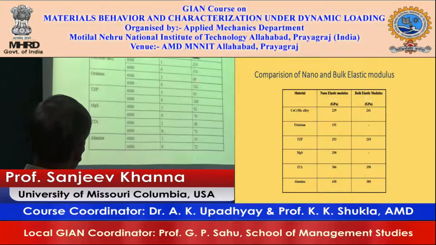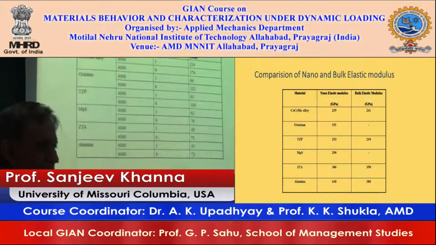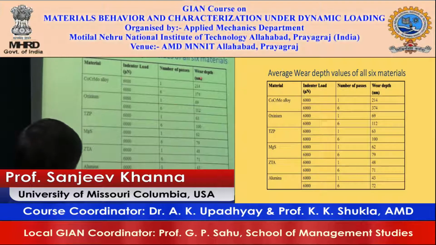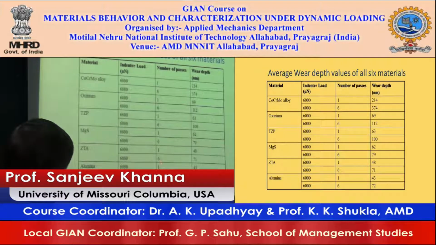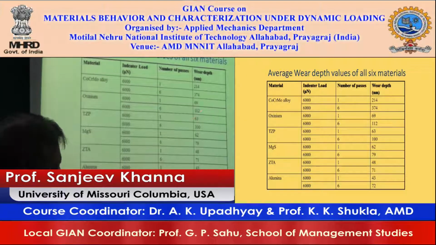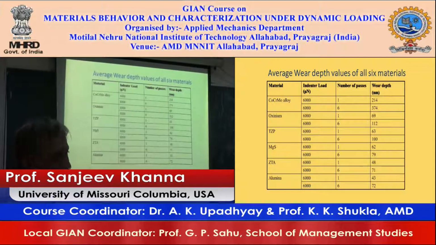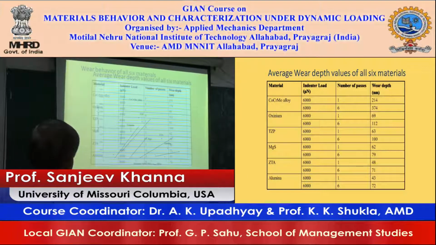Then the wear depth or number of passes. If I do one pass, then I go back and forth on the same place. Then the wear depth is in nanometers, so we're trying to find those. As you can see, if you do 6 passes on this ZTA, you get 71 nanometer depth of wear. On the oxinium, you get 112. On the chrome polyalloy, you get 374. So you can start seeing the differences.